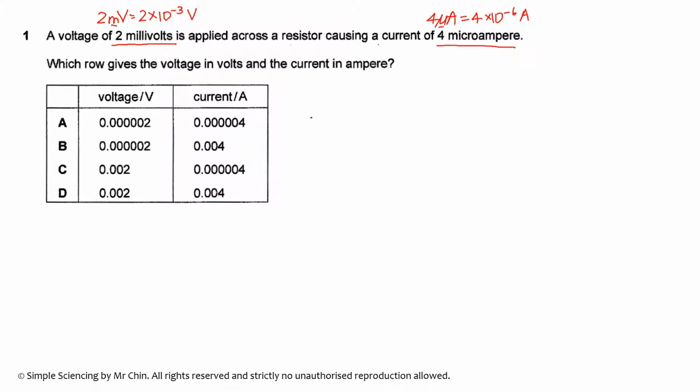Since the answers in the table are given in decimals, you should express your prefixes in the base prefix form. So 2 times 10 to the power of negative 3 will give you 0.002, whereas 4 times 10 to the power of negative 6 will give you 0.000004. By comparing your answers with the table, you'll realize that option C is correct.